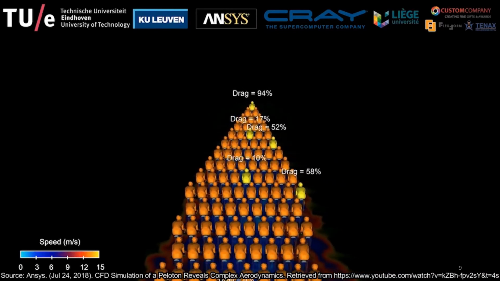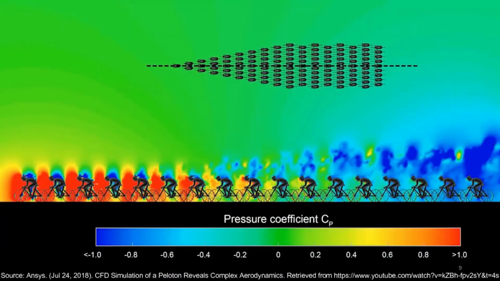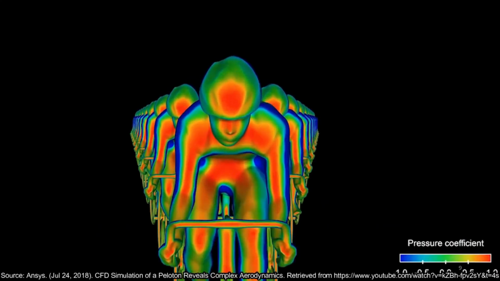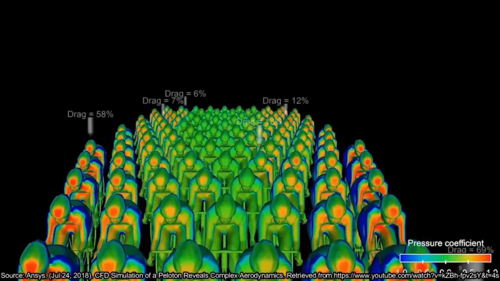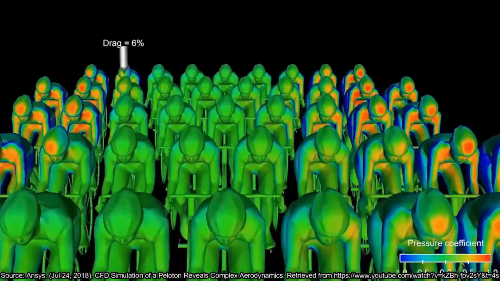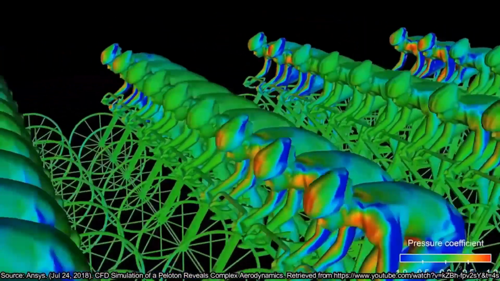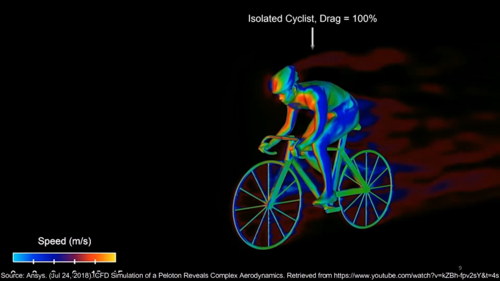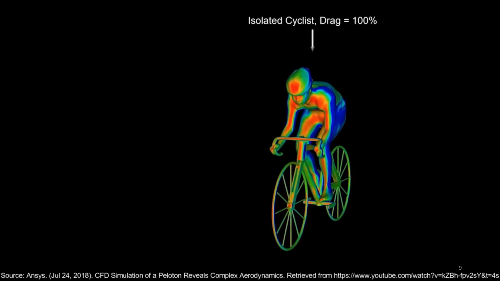The simulation was carried out to understand where a contender can ride his bike with the most minimal drag. Based on the different iterations of analyzing, they had concluded the area shown here in green has the least drag compared to all other cyclist locations, nearly 6%, whereas an individual cyclist will experience the entire drag on himself.